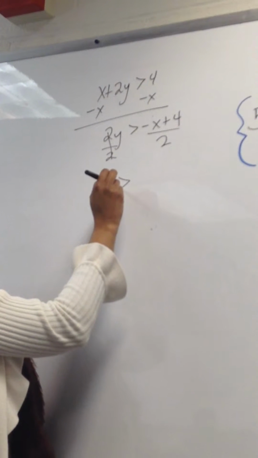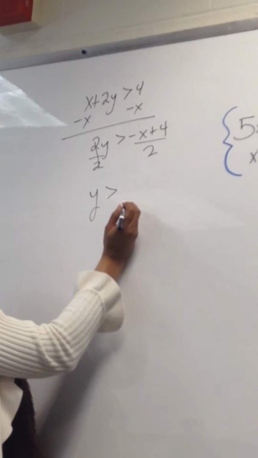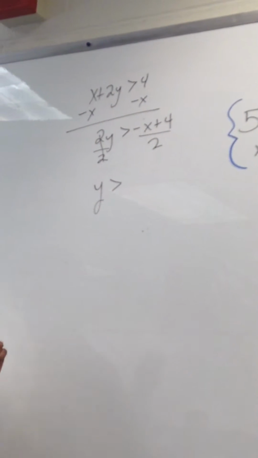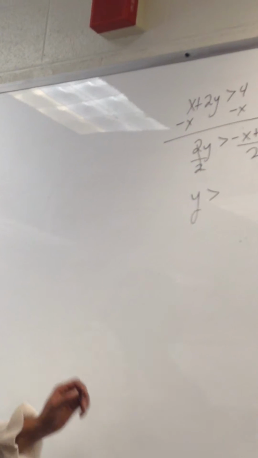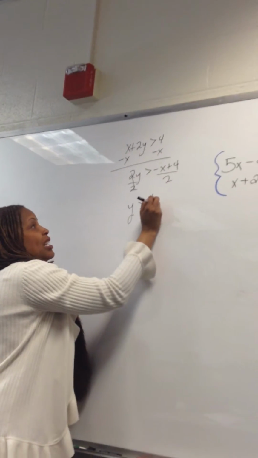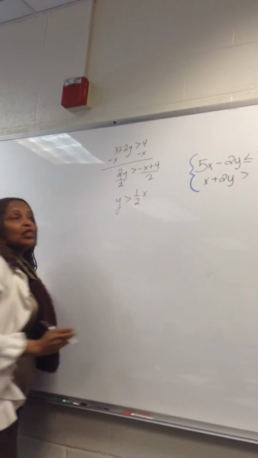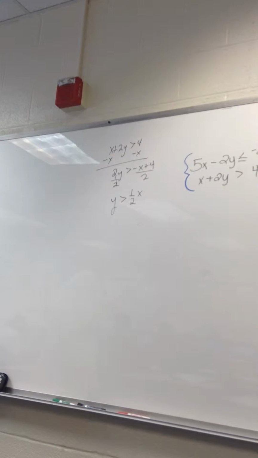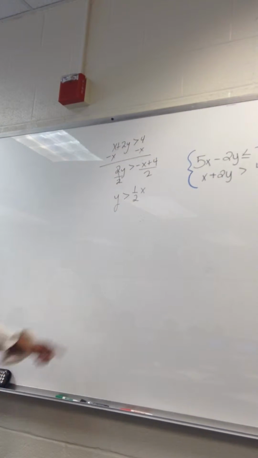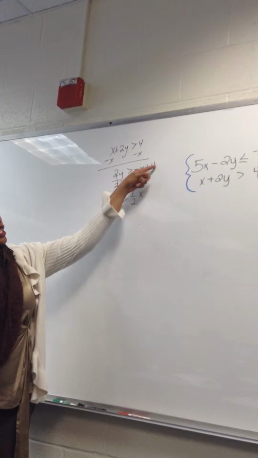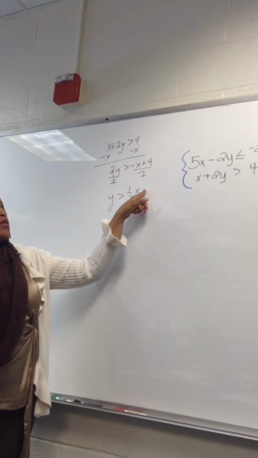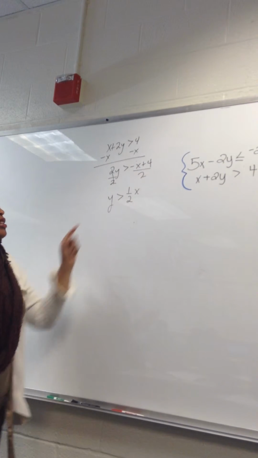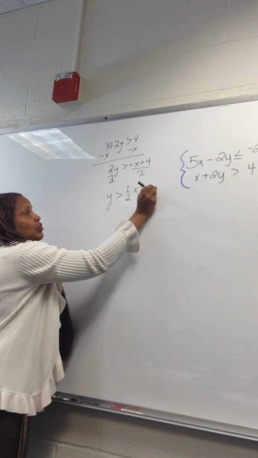Y is greater than what? Negative 1/2 x plus what? You fell for the okie doke. You have to divide both of these by 2. So it's not plus 4, it's 4 divided by 2, which is 2.